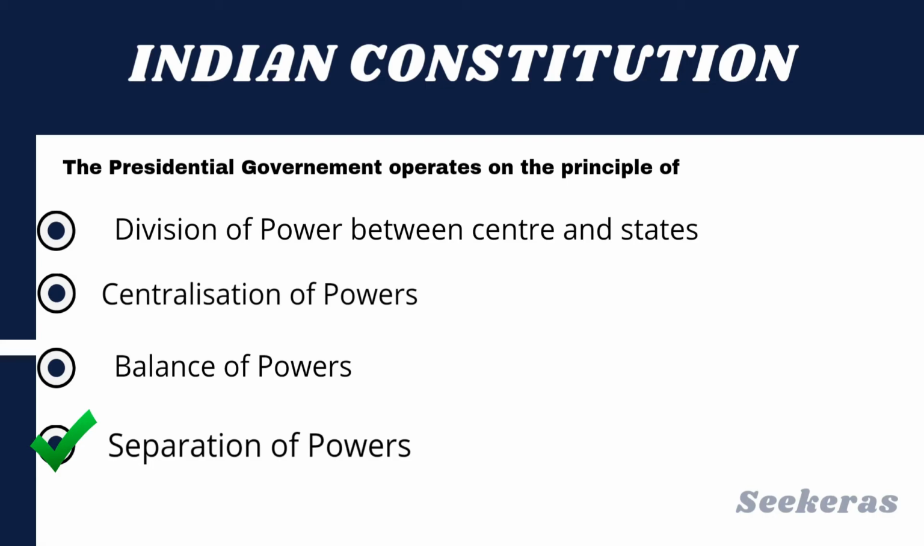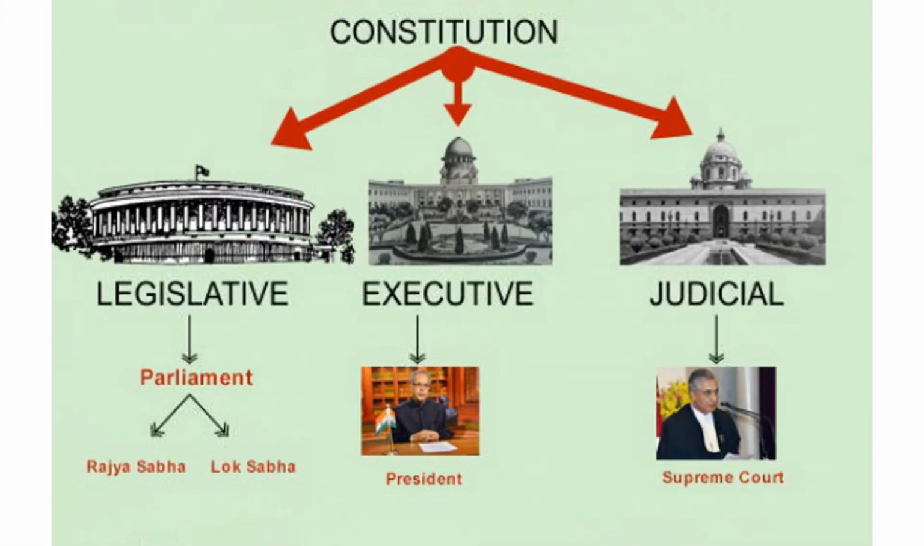Separation of powers. The presidential form of government is based on the principle of separation of power between the executive and legislature. Under this system, the executive is independent from the control of legislature.